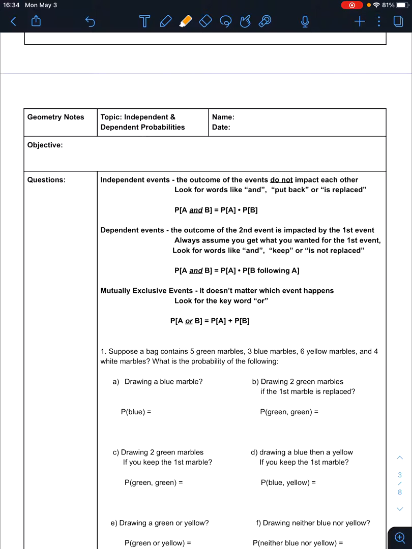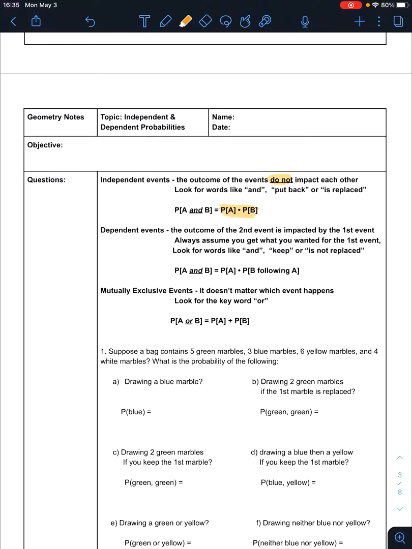So we have independent events. Independent events means that they are independent of each other. They do not impact each other. The key words you want to look for in the problems is you put it back. I grab a marble, I put it back, and then I grab another marble. What's the probability of drawing a green and then a yellow? But you put it back, okay? And what you would do is find the probability of each one of them and multiply it.